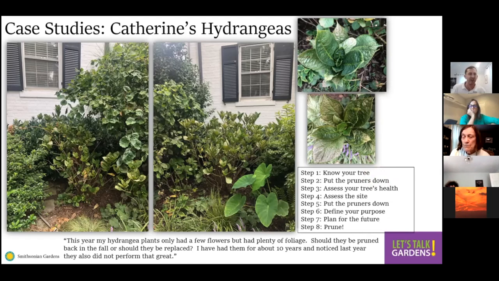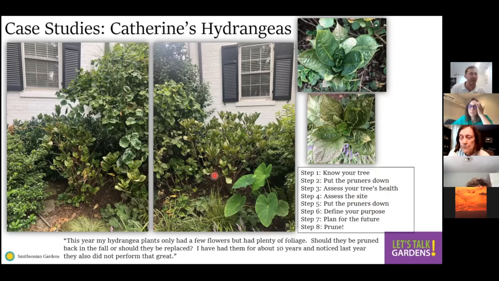Step three, assess the tree or shrub's health. In this case, looking at the leaves and the growth and everything, they certainly look to be putting out growth, but they may not be the happiest plant in the world. So we definitely maybe don't want to be pruning them really heavy.